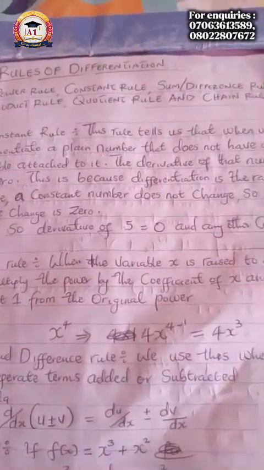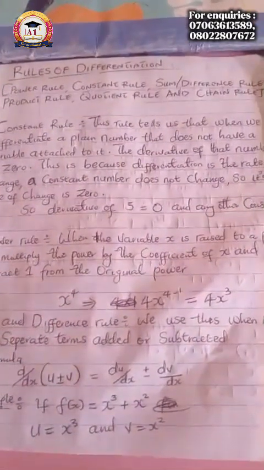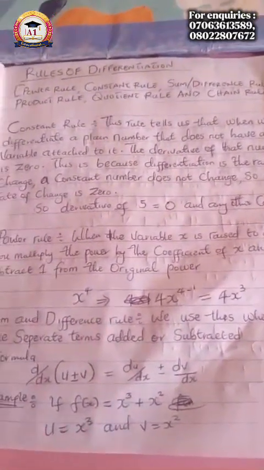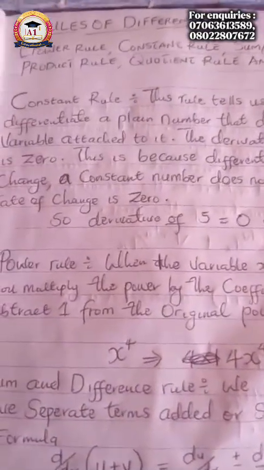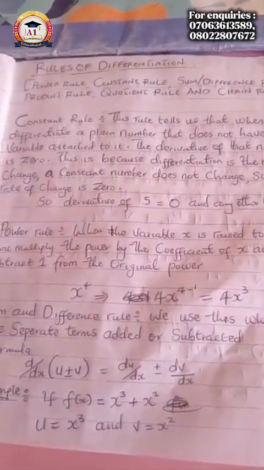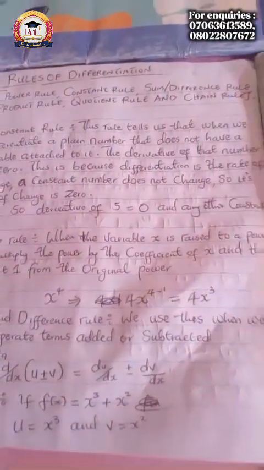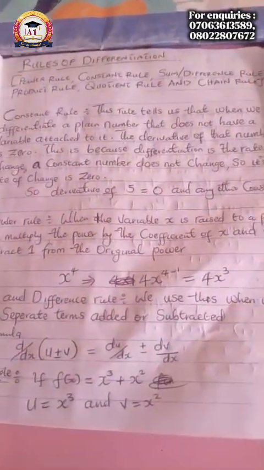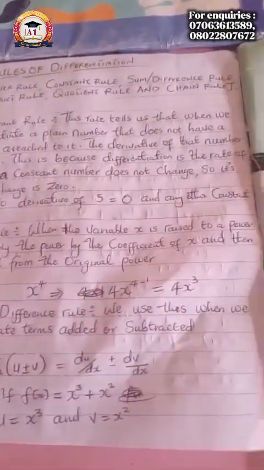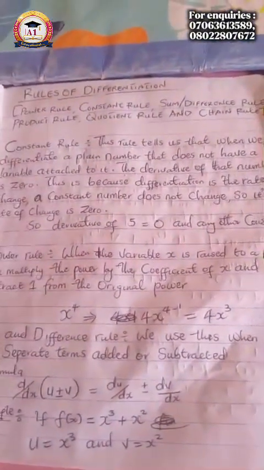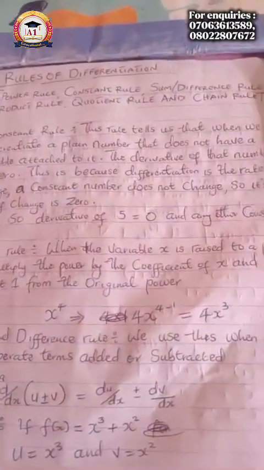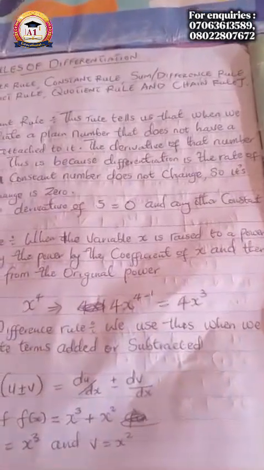Now we can see what we have here. Now, this is the topic, rules of differentiation. We have them here. Now we look at the constant rule. It says this rule tells us that when we differentiate a plain number that does not have a variable attached to it, the derivative of that number is zero. This is because differentiation is the rate of change. A constant number does not change, so its rate of change is zero. So the derivative of 5 or any other number is zero.